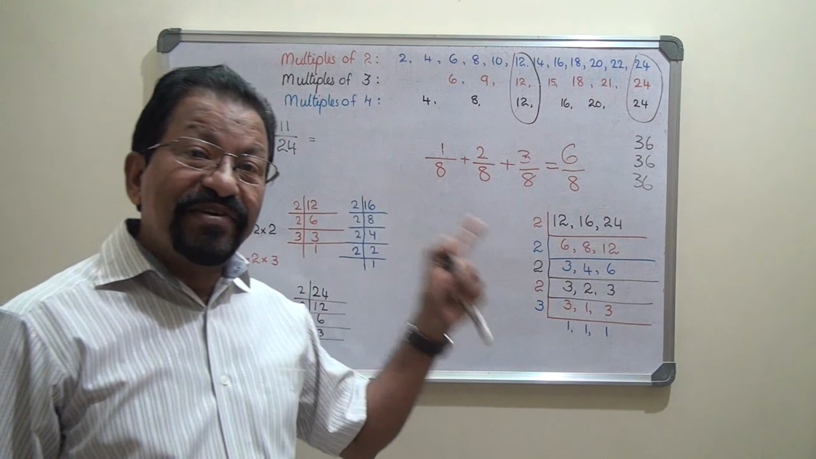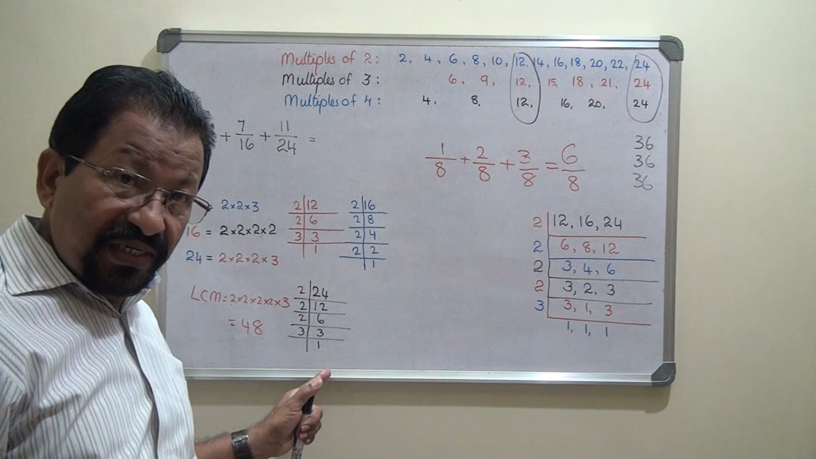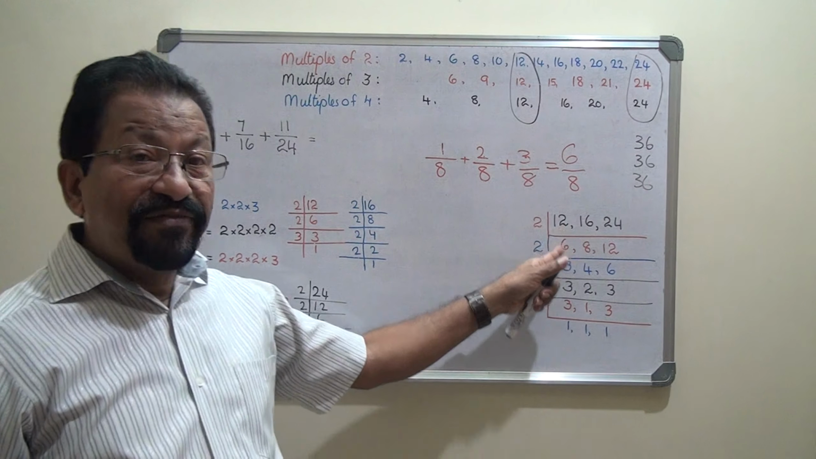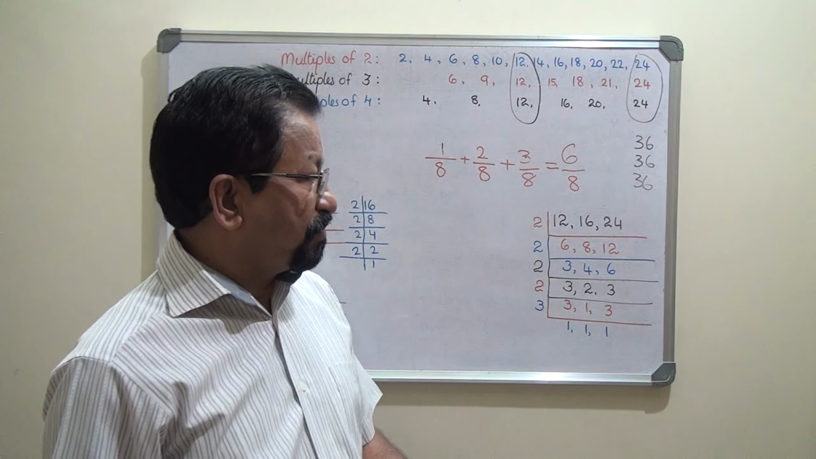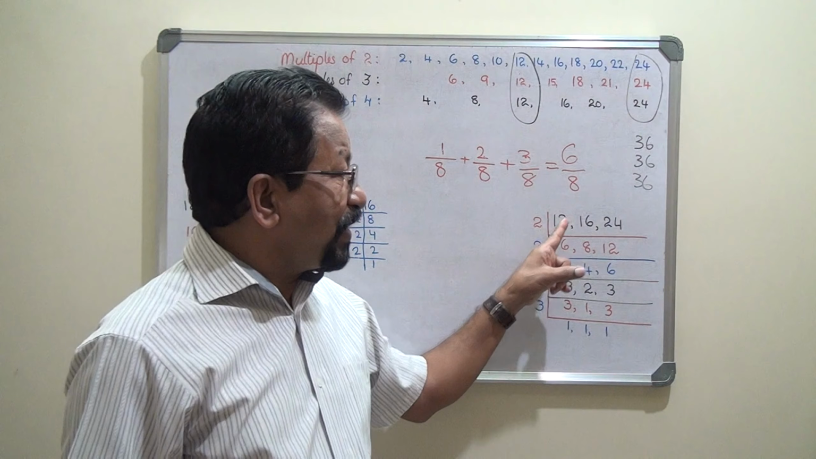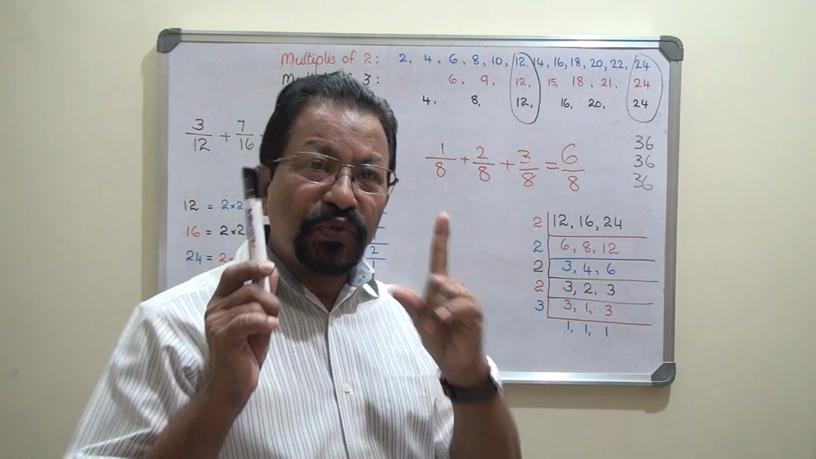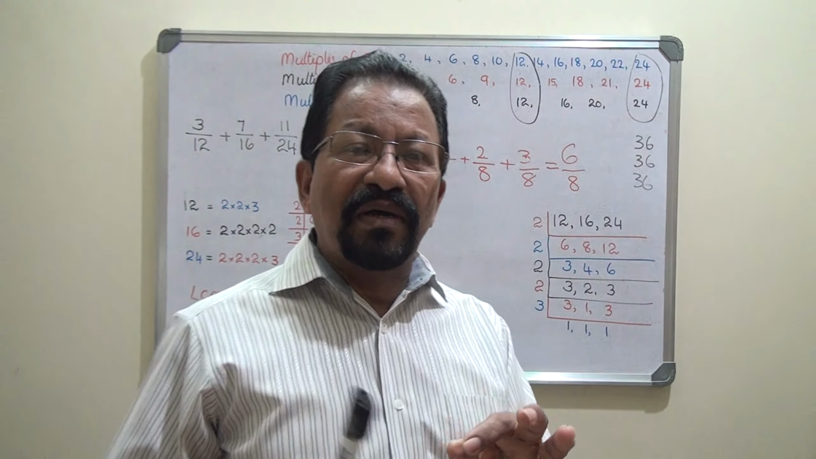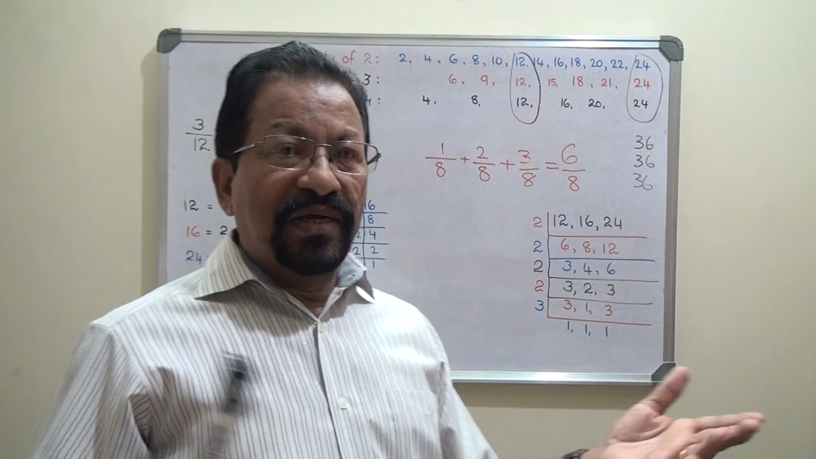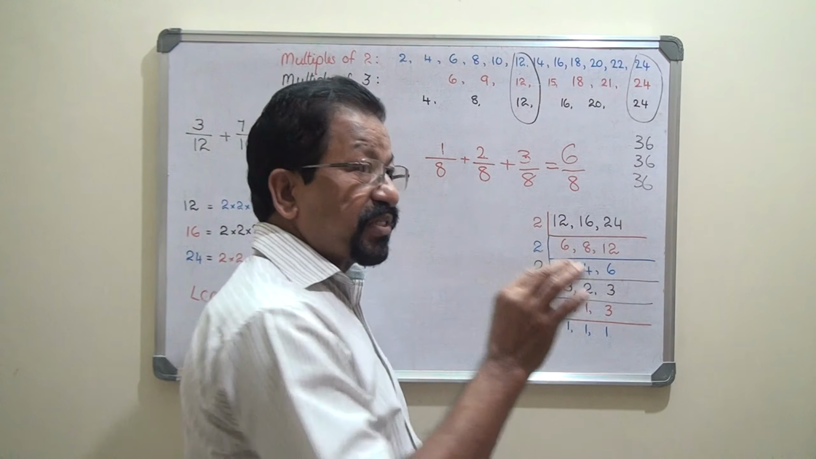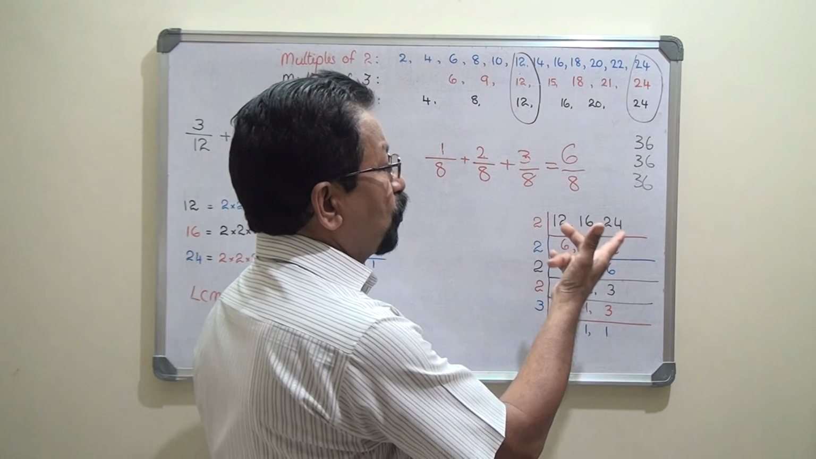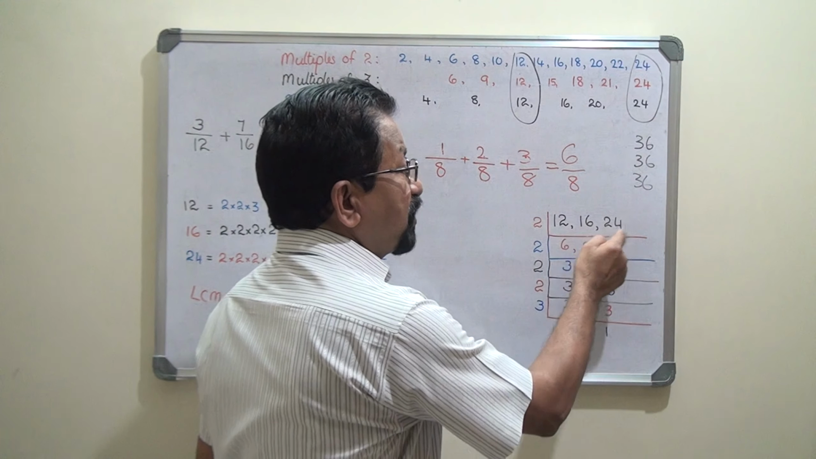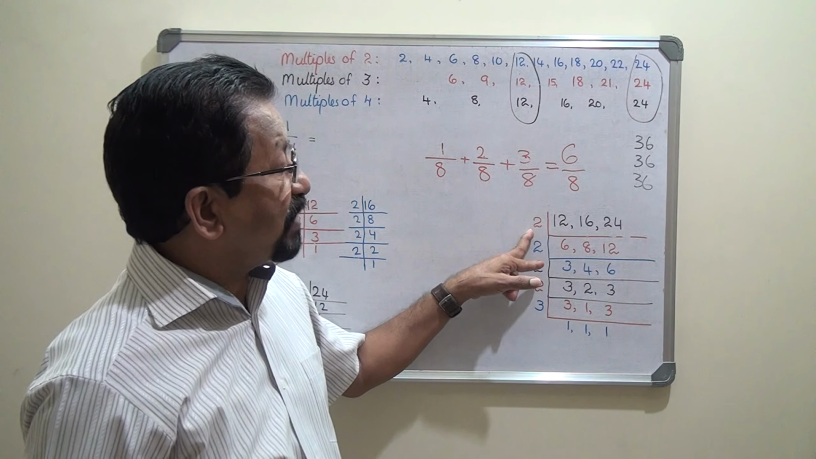Another method is the division method. This is the prime factorization method. Another method is the division method. You write all the denominators here and divide all these numbers. At least 2 numbers should be divisible by a number. All the 3, okay, very good. If all the 3 numbers are not divisible by a particular prime factor, take at least 1 or 2. Here, all the 3 numbers are divisible by the prime factor 2.